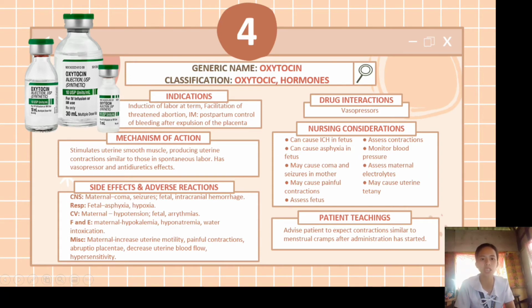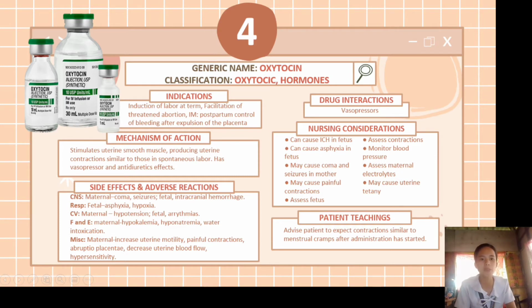Mechanism of action: stimulates uterine smooth muscle, producing uterine contractions similar to those in spontaneous labor. It has vasopressor and antidiuretic effects. When we say vasopressors, these are medicines that constrict blood vessels, increasing blood pressure. They are used in the treatment of extremely low blood pressure, especially like this patient in this case scenario, Mrs. TLC, who lost an extreme amount of blood.